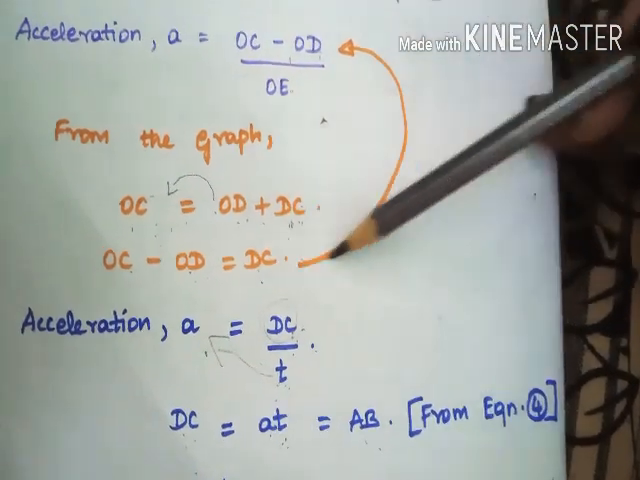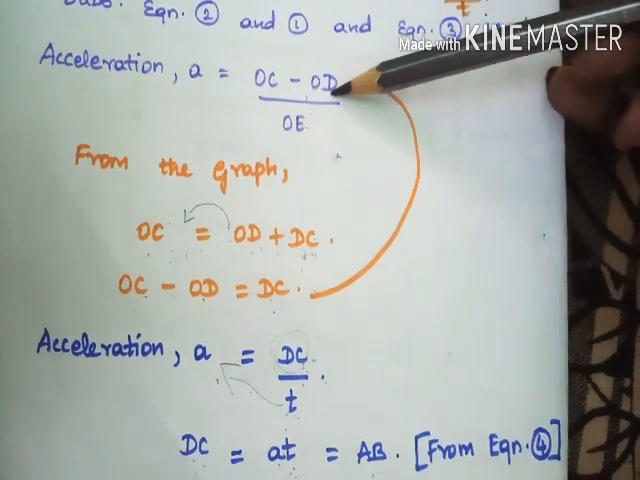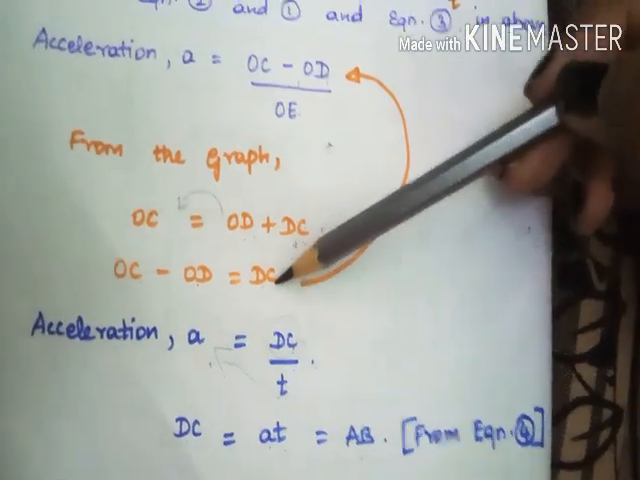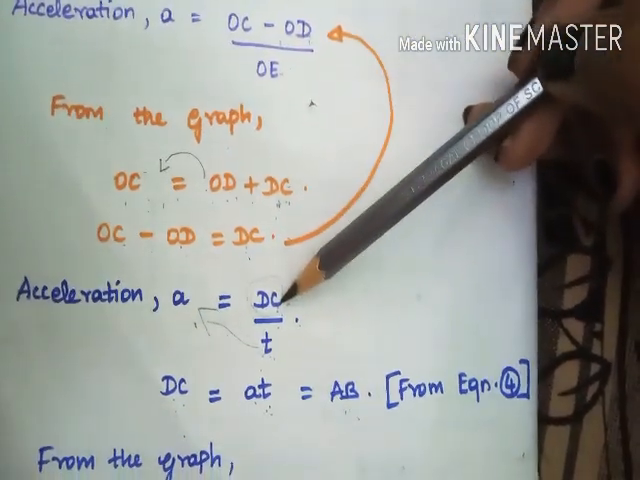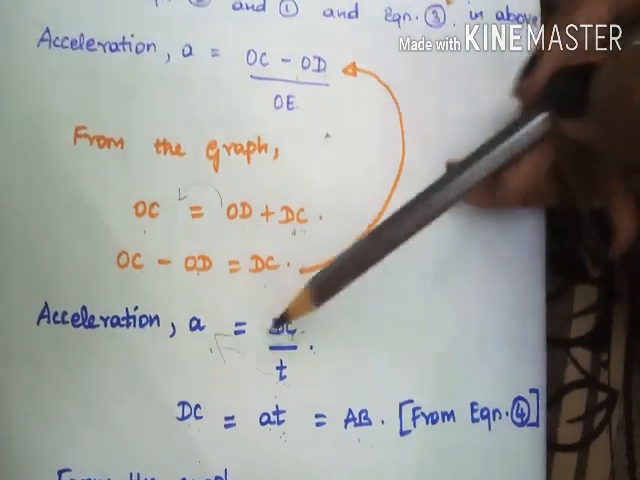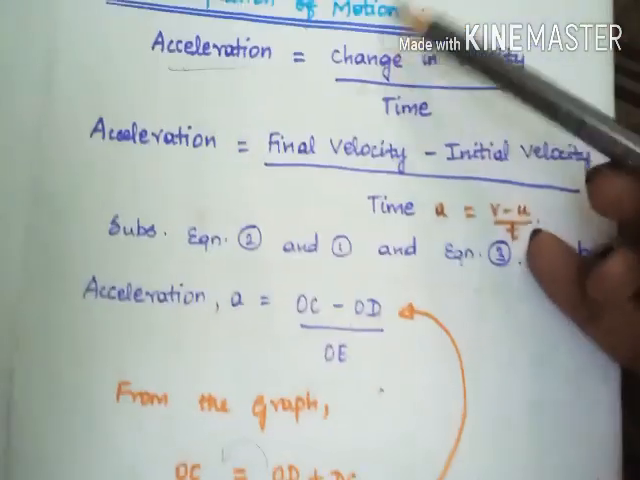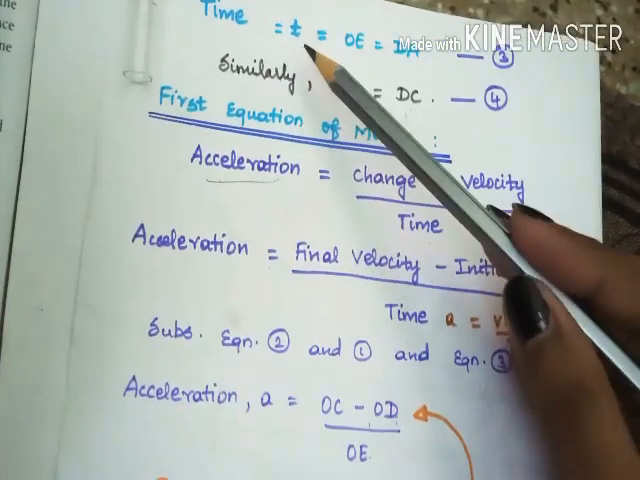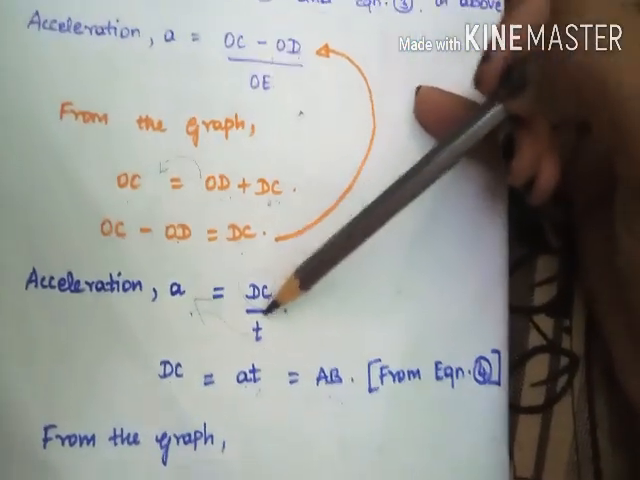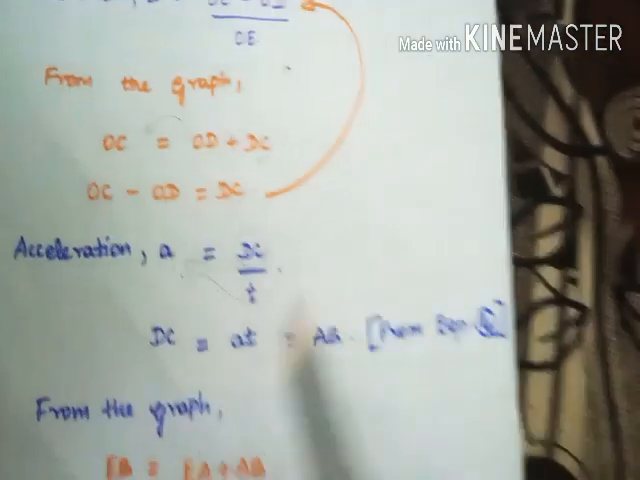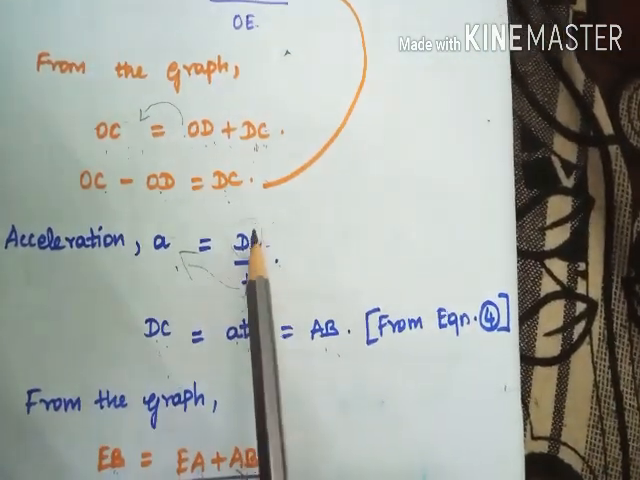Now we substitute this value for OC minus OD. What is the value of OC minus OD? DC. So acceleration A is equal to DC divided by T. OE we already have as the value T, so we substitute T here. Now we are getting the value for DC.